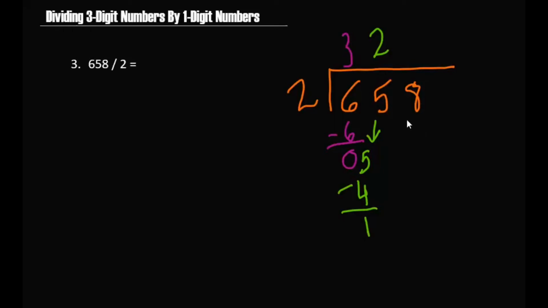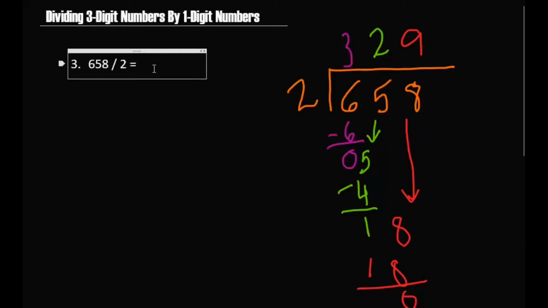Now we're going to bring down the 8. Now our number is 18. 2 goes into 18 exactly 9 times. So we're going to write a 9 up here, and we're going to subtract 18 from 18. 18 minus 18 is 0. So our answer is 328. So we're just going to type it in. 329. Sorry, not 328, 329.